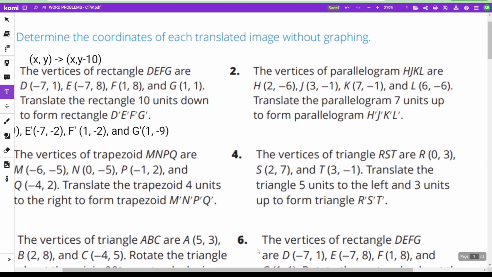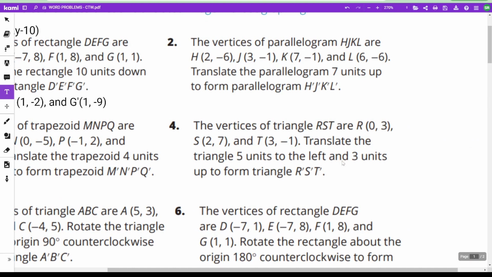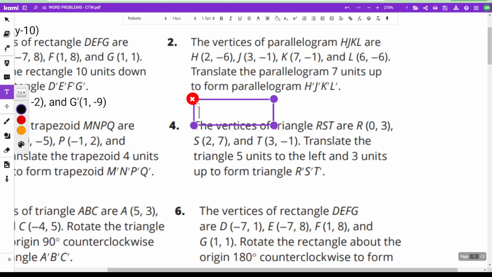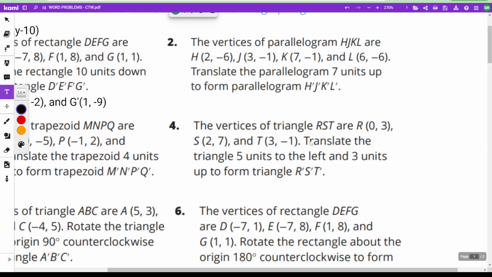All right, now 2 is similar. 3 is also similar. 4 is slightly different. So here we have 2 translations. And so if we come over here to our reference sheet, you see that if we're translating left or right, our x coordinate is affected. If we go left, we're subtracting. If we go right, we're adding. If we go up or down, our y coordinate is affected. If we go up, we're adding. If we go down, we're subtracting. Okay, so here they want us to translate to the left, so we're going to subtract. And they want us to also translate up, so we're going to add.